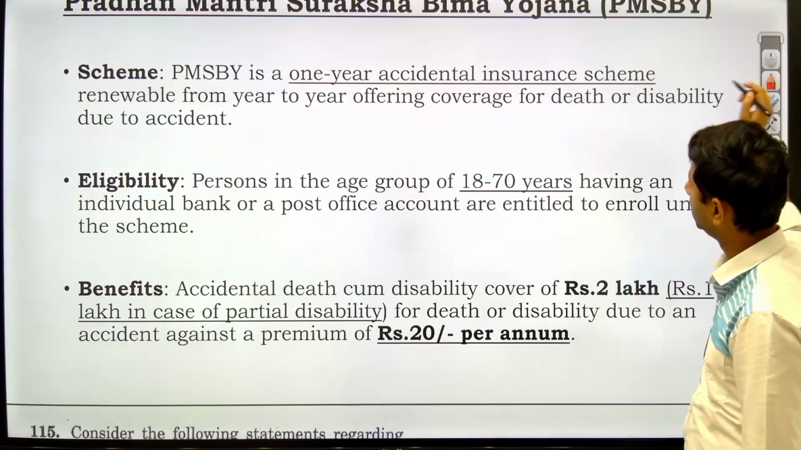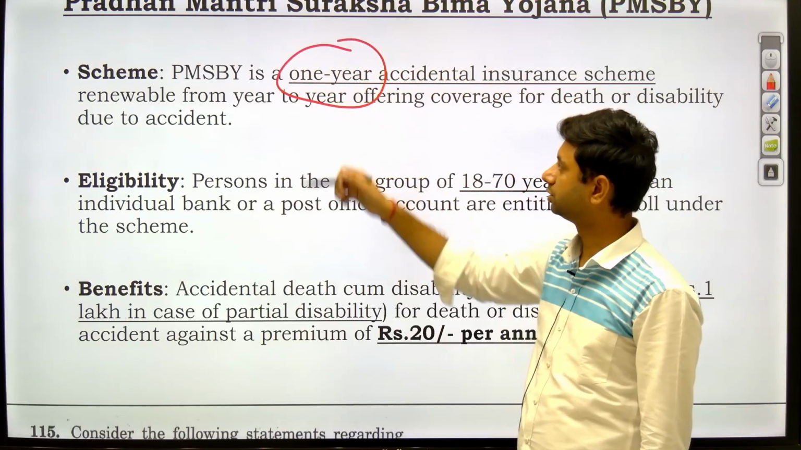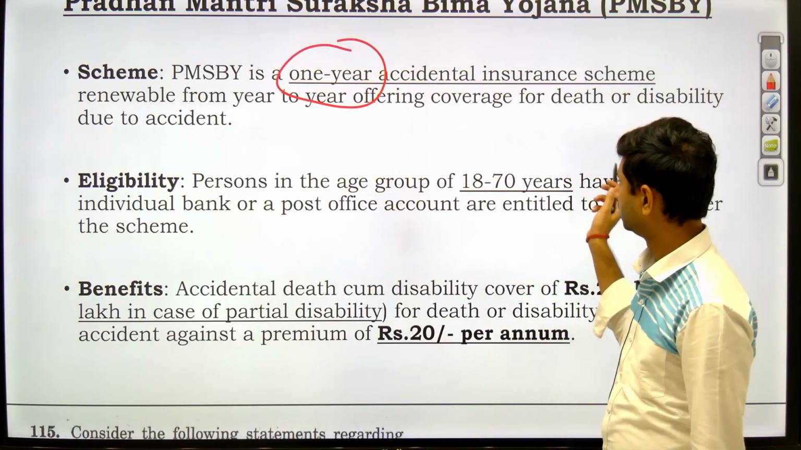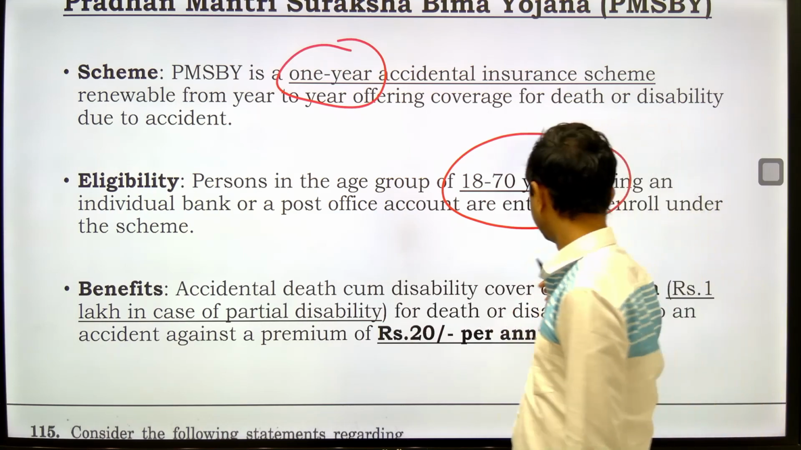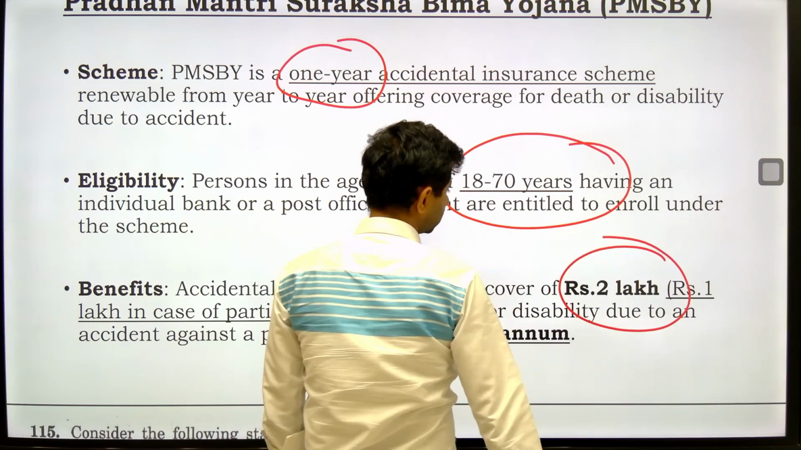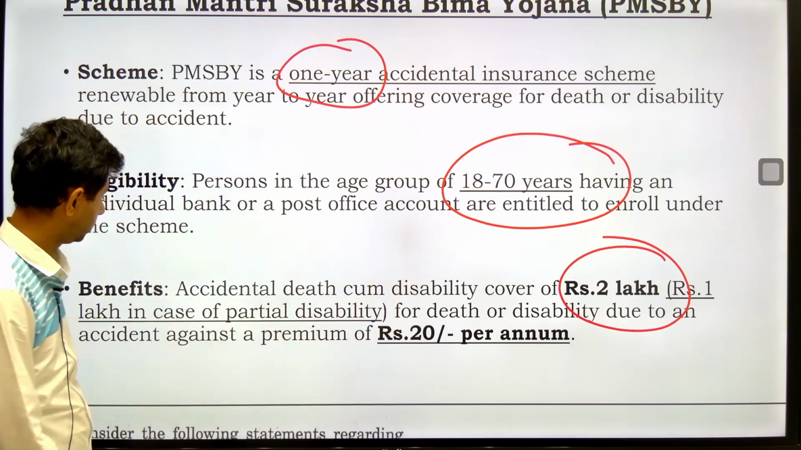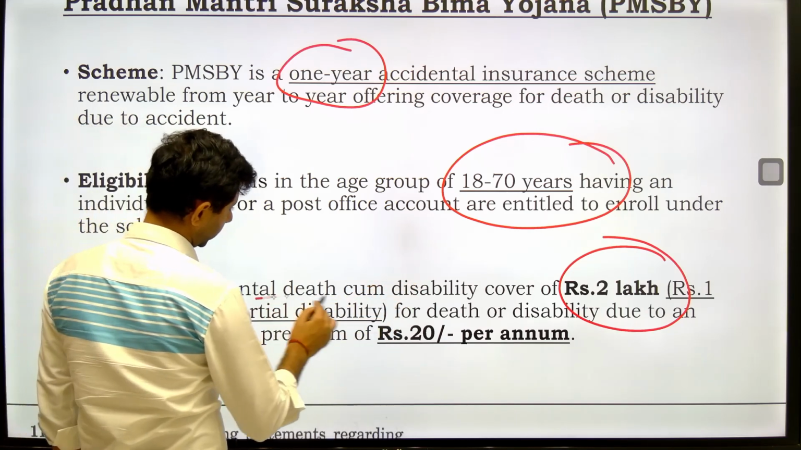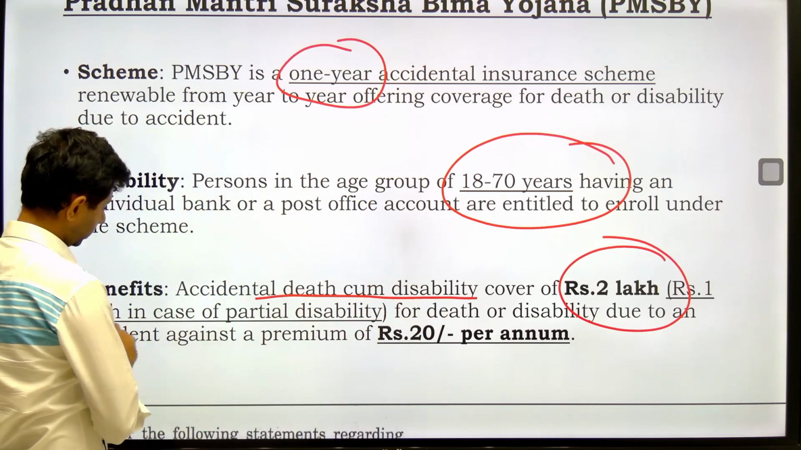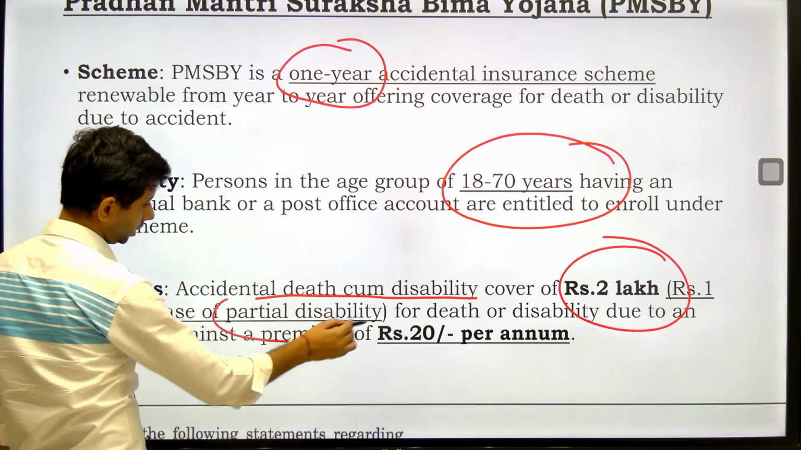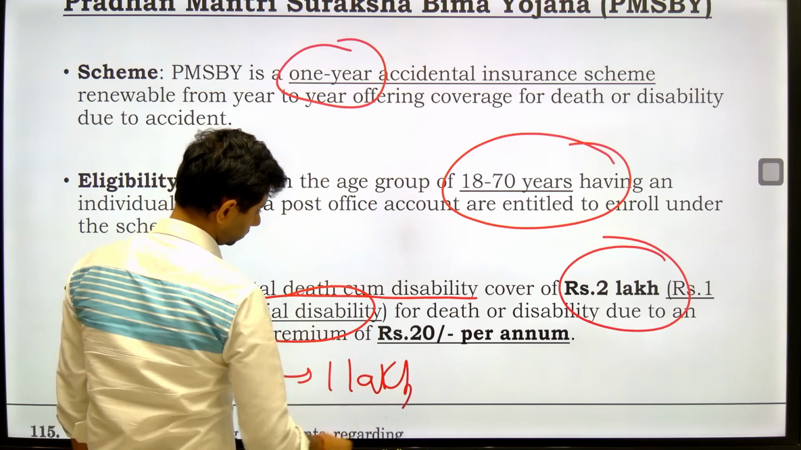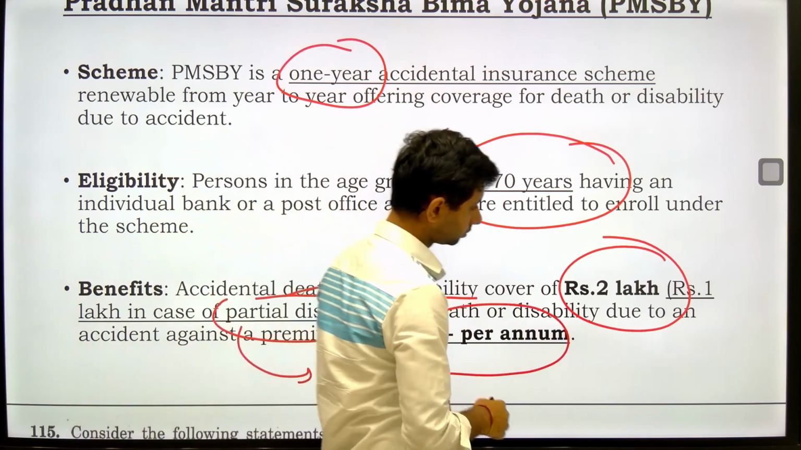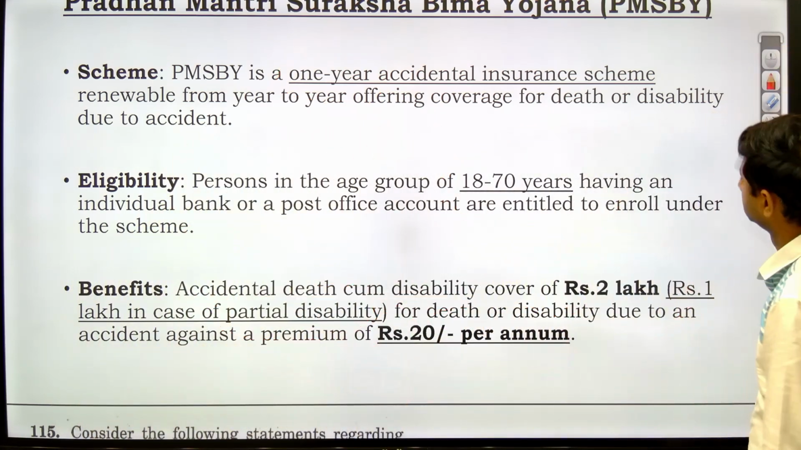As you can see, it is a 1-year accidental insurance cover. 18 to 70 years is the eligibility criteria, and this is the cover. 2 lakhs is for death cum disability, and in case of partial disability, the amount is 1 lakh. And 20 per annum is the premium that has been changed.